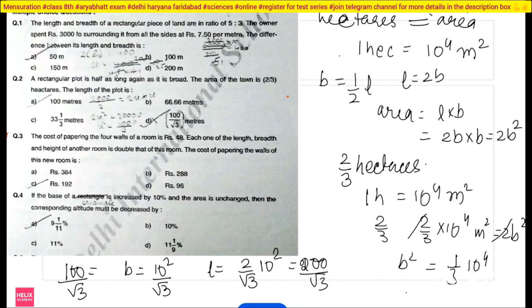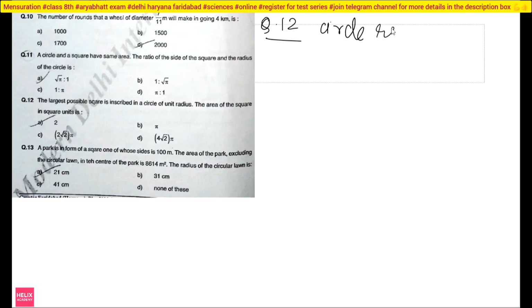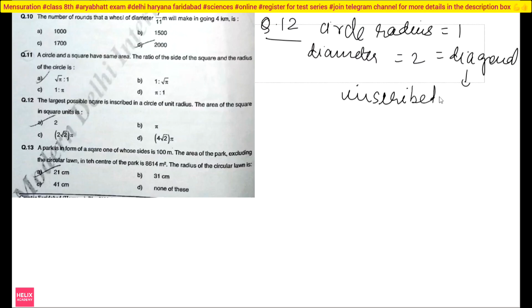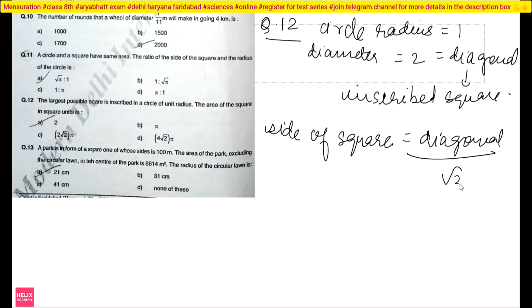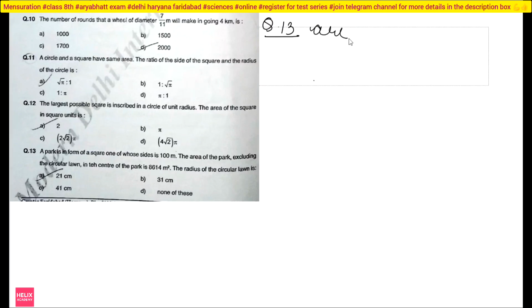They are saying the circle radius is equal to 1. Okay, so diameter will be what? Diameter will be your 2. Okay, and this is equal to the diagonal of the inscribed square. So I can get the side of the square. How can I get it? It is equal to diagonal upon root 2, and diagonal is equal to diameter, which is 2. So 2 upon root 2, or I can write simply root 2. Now I know the area is nothing but the side square. So root 2 whole square is equal to how much? 2.